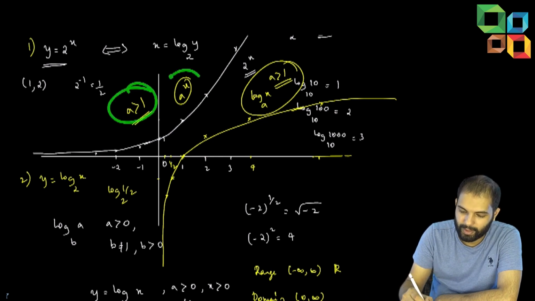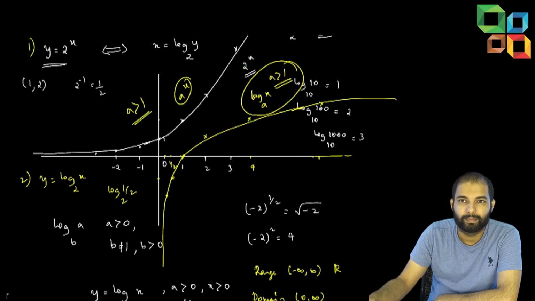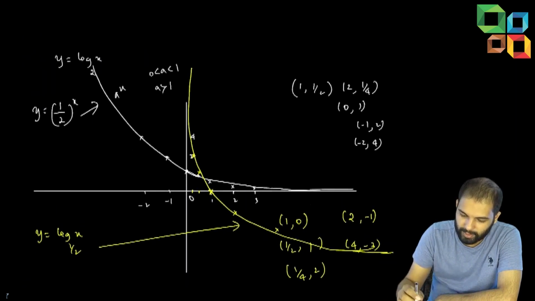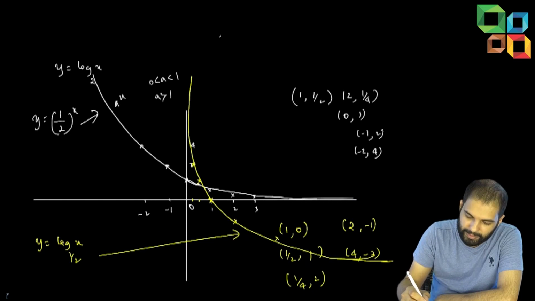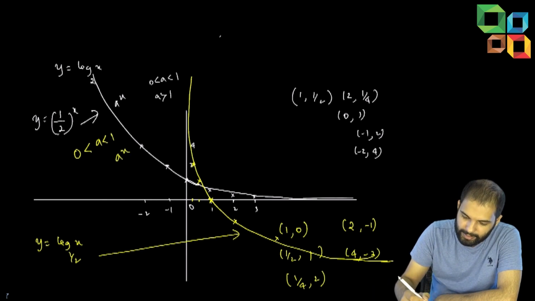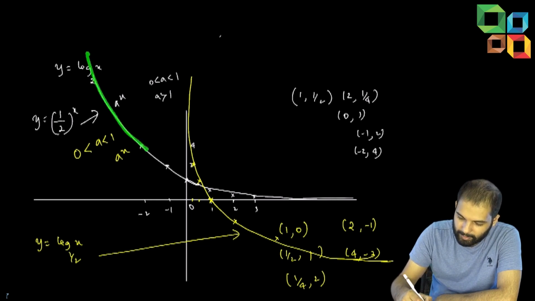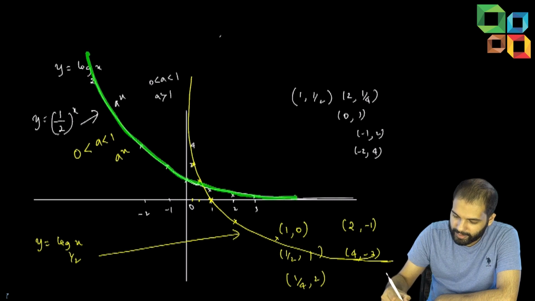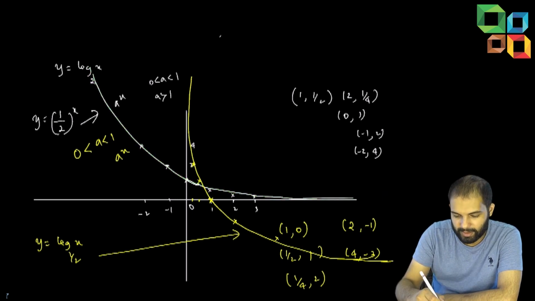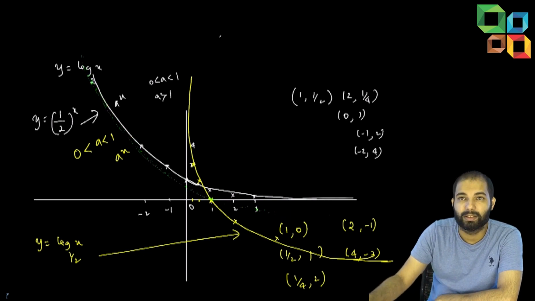This is the first set: when a is greater than 1, this is a power x and this is log x. Now look at this graph, when a is less than 1. Whenever I say less than 1, I mean greater than 0 and less than 1. For that, a power x, this is the graph. As soon as I increase x, it keeps on decreasing. It's a continuously decreasing function.